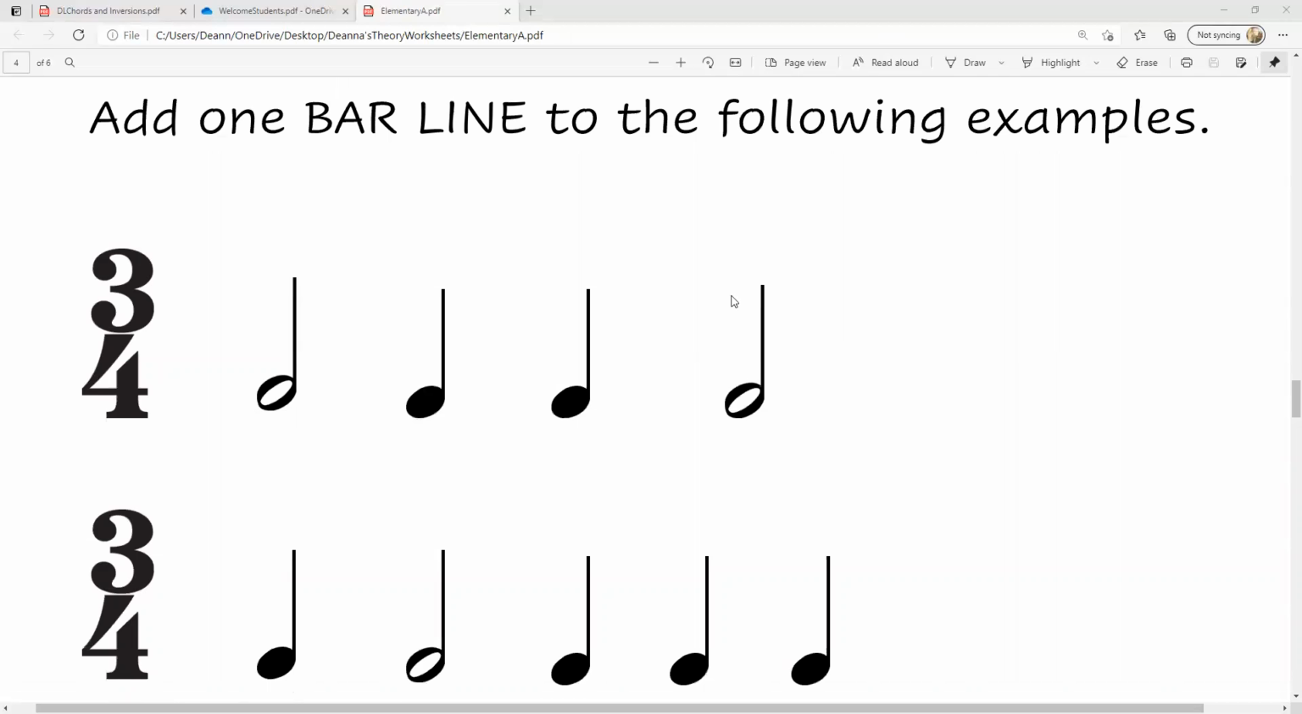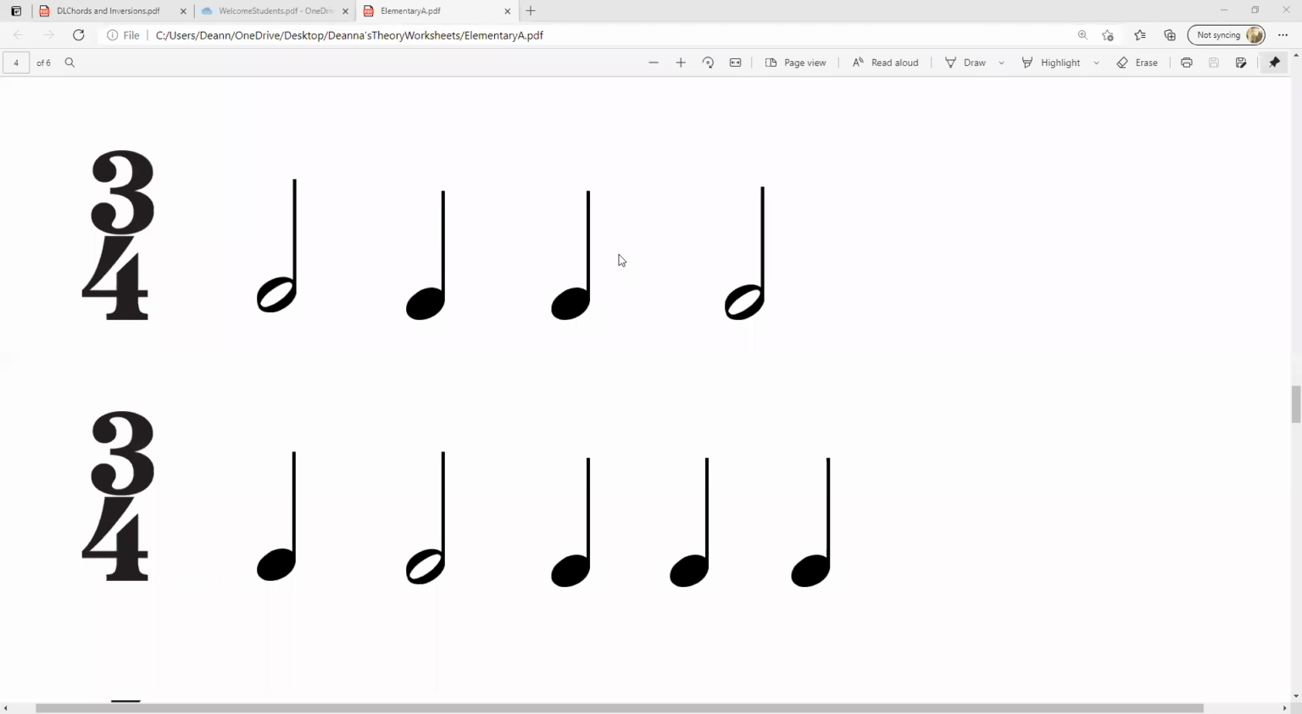Let's see how this works. Now, a bar line is the vertical line that divides notes into groups called measures. So bar line, we just have to draw a vertical line. We have to have 3 beats in every measure in this line. And we're going to write 1 bar line and divide it into 2 equal measures. So where should we put it?